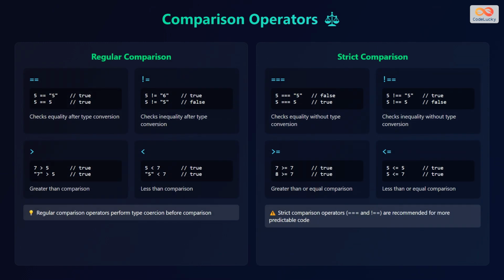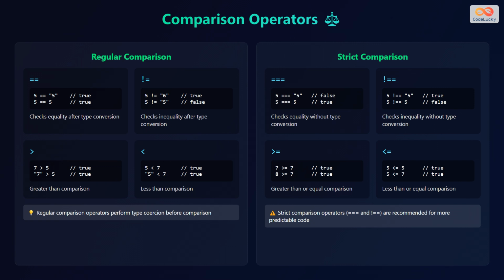Comparison operators compare values and return a Boolean result. Regular comparison operators perform type conversion before comparing. The double equals operator checks for equality after type conversion. For example, 5 == "5" is true, and 5 == 5 is also true.